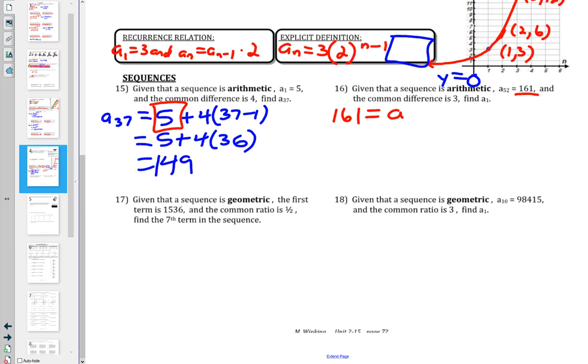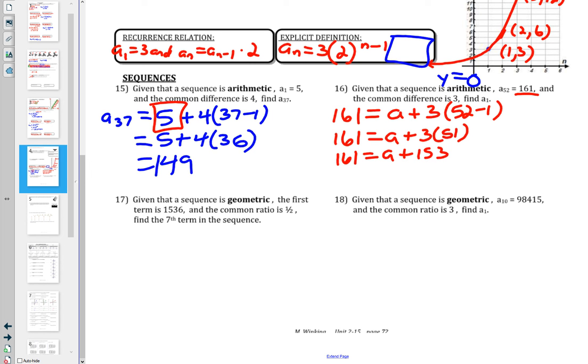What's the common difference on 16? Yeah, so plus 3. And instead of writing n minus 1, what is that 161? That 161 is what number in the sequence? So then you're going to write 52 minus 1. And I'll just use your solving skills. That's 3 times 51, which I know is 153. So minus 153. And then, what was that first amount? It was 8.